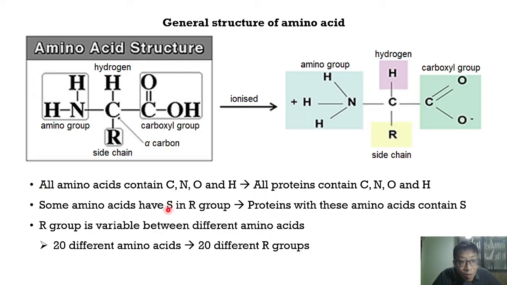As for the sulfur, right, it's written in the notes that some proteins contain sulfur. That's because in the R group, right, 2 of the R groups contain sulfur. So for the amino acids with these 2 R groups, they contain sulfur. Then proteins that contain such amino acids would also contain sulfur. If the protein doesn't contain these 2 amino acids, then the protein doesn't contain sulfur. There are 20 different amino acids, and because amino acids differ in their R groups, right? So there would be 20 different R groups.